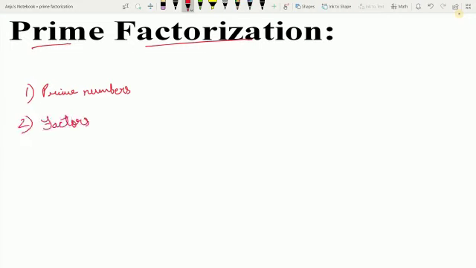Students, as we have already learned prime numbers and composite numbers in the previous video, let us recall some prime numbers.